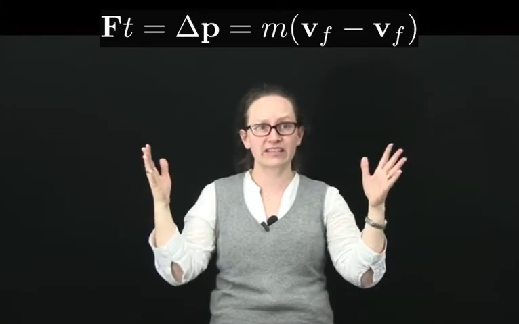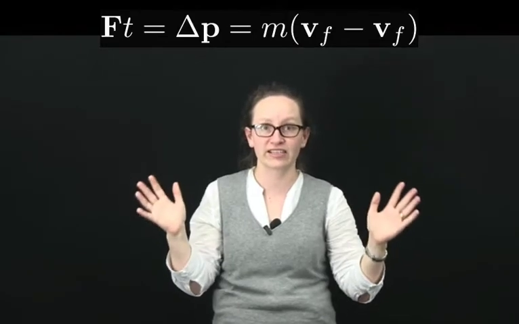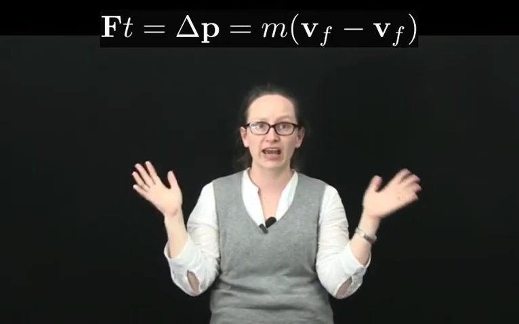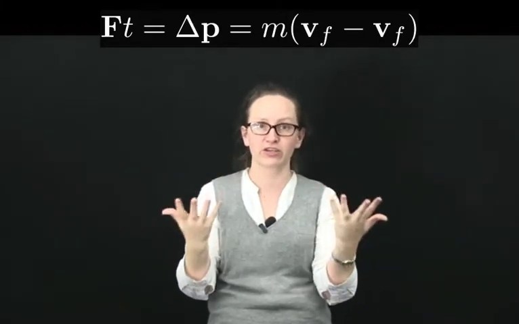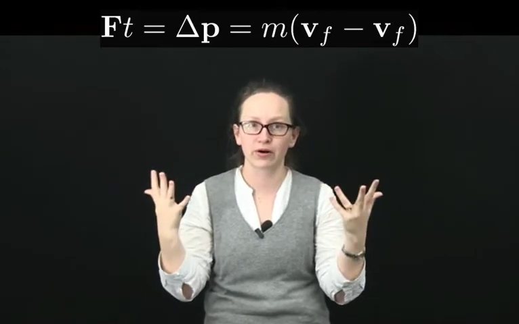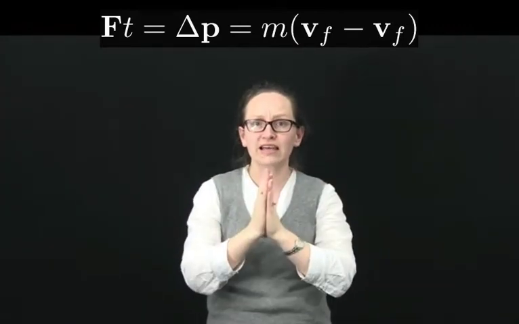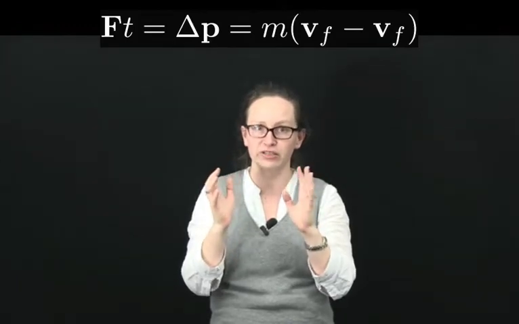So a corollary to this is that if there's no unbalanced forces acting on the system, then there can be no change in momentum. So in a minute we'll be looking at conservation of momentum, and this occurs when there is no impulse. But let's think about what impulse tells us about car crashes.